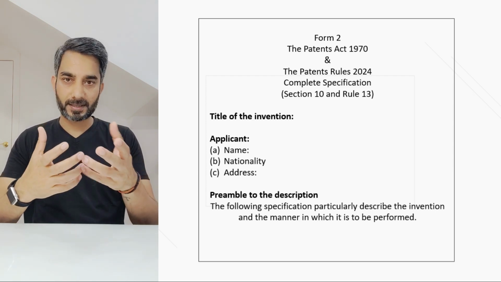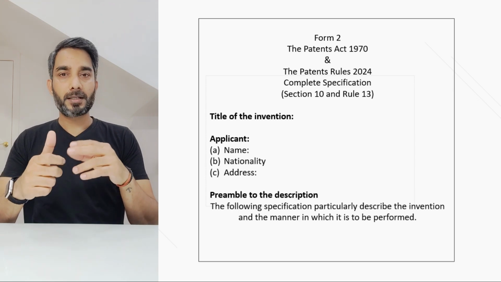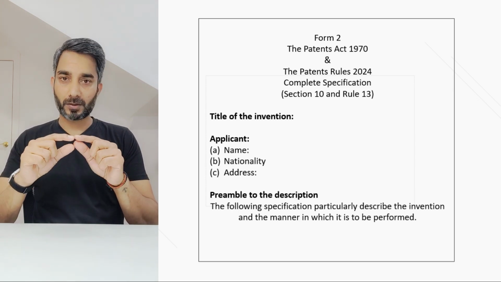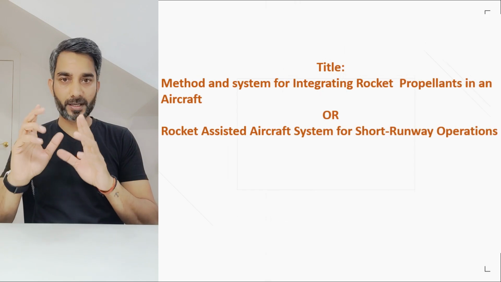So let's go section by section now, starting with title. Title can be obtained by the objective of the invention as provided in the disclosure.